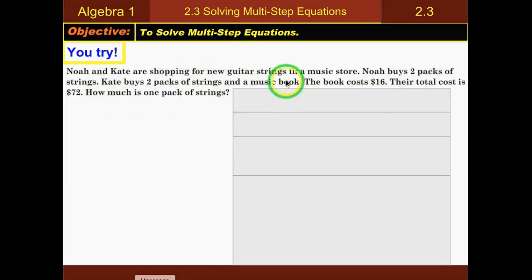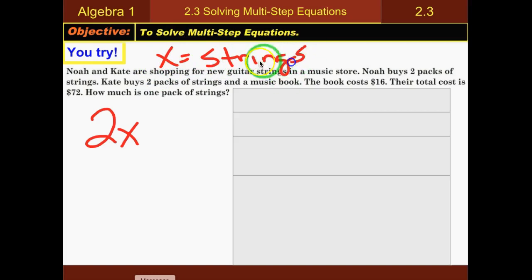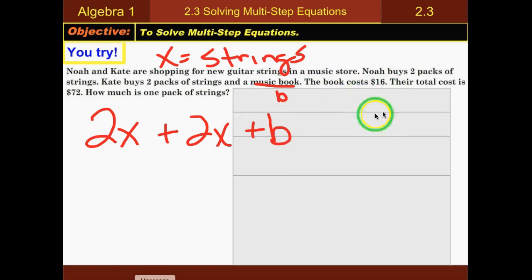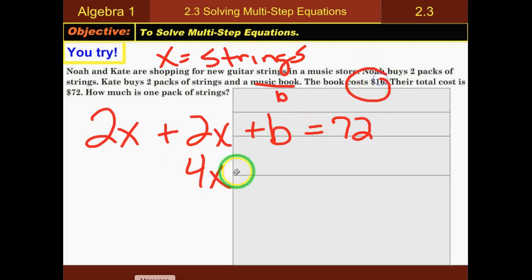And I'm looking, they're buying guitar strings. Noah buys 2 packs of strings, so that's 2S. I'm going to use an X because you saw my S's look like 5s. So I'm going to do X equals strings. Kate buys 2 packs of strings and a music book. All right, so we'll use B for book. The book costs 16 and the total cost is 72. So all of those items added up is 72. 2x plus 2x is 4x. The book they told us was 16. So now I have an equation to solve.